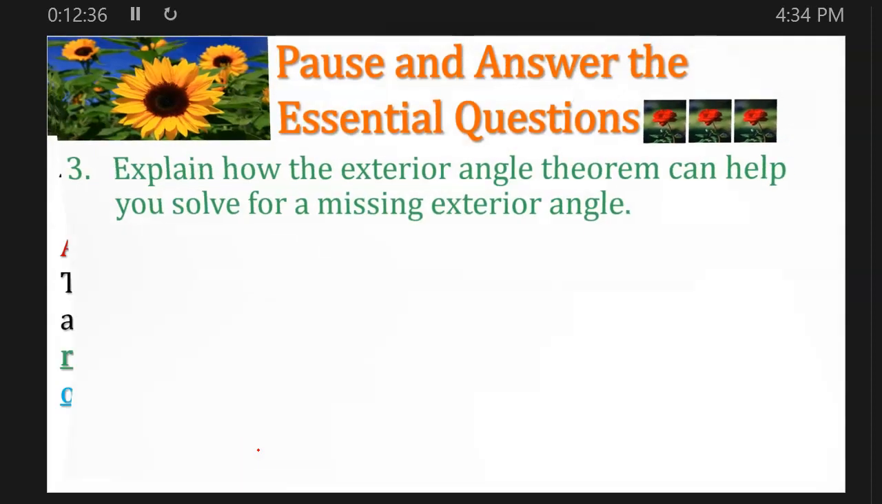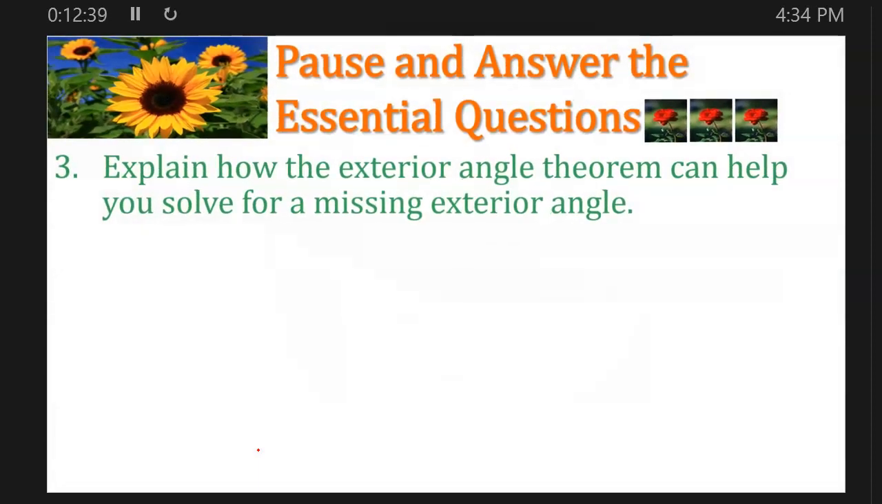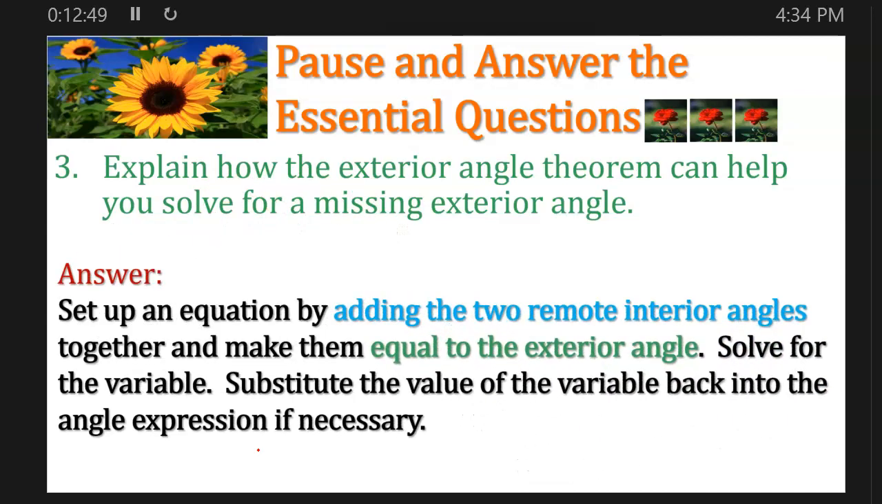All right, the third essential question: explain how the exterior angle theorem can help you solve for a missing exterior angle. Pause. All right, so we're going to set up an equation by adding the two remote interior angles together and making them equal to the exterior angle. Solve for the variable and then substitute the value of the variable back into the angle expression if necessary.